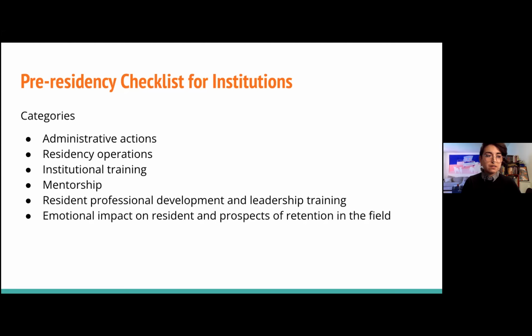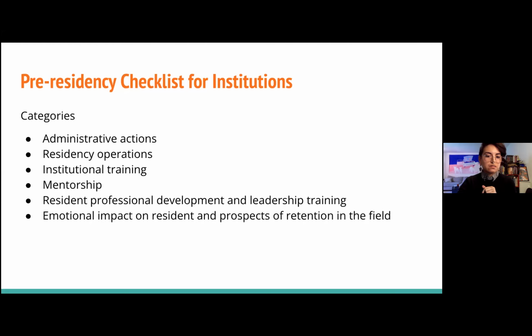And we also wanted to make sure that those who are involved in residency operations are helping identify opportunities for professional development and leadership for the resident, because that's really important for getting jobs after. And the last section of the checklist is the impact on resident and prospects of retention in the field.